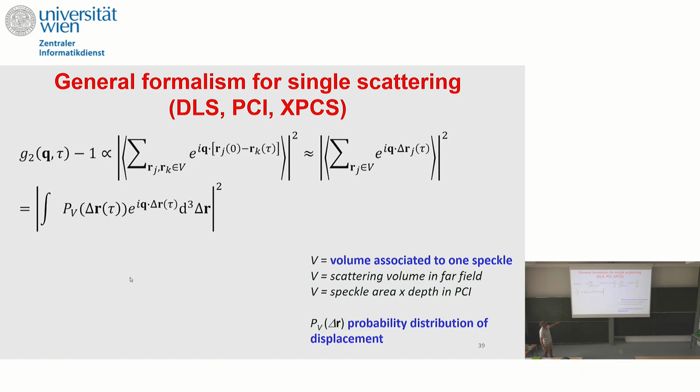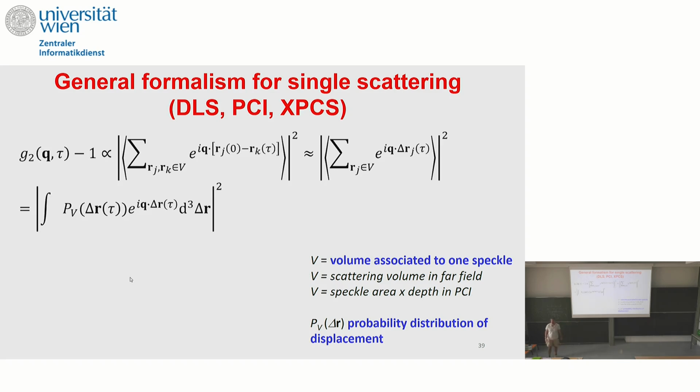This volume is the volume associated to one single speckle as measured on my detector. This is a little bit subtle but important point. If I'm doing the regular experiment, the far field experiment, I told you each speckle, each pixel receives light coming from the whole illuminated volume. So in that case, it's easy what this V is, it's the whole scattering volume. It's the portion of the sample which is illuminated by your beam.